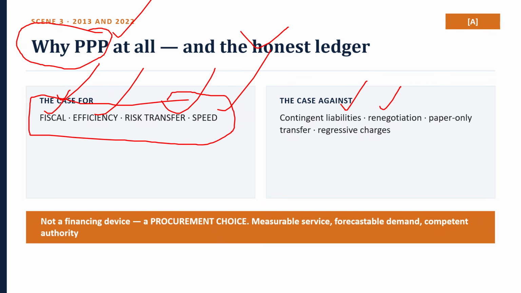So the balanced conclusion to write is that PPP is not a financing device. It is a procurement choice. It outperforms public procurement where the service is measurable, demand is forecastable, and the public authority is competent enough to write and enforce a contract. So where any one of those three fails, PPP underperforms, and India's record maps exactly onto the test.